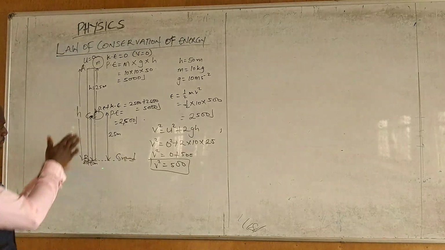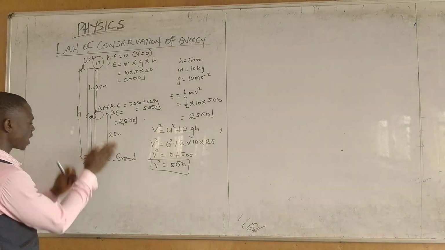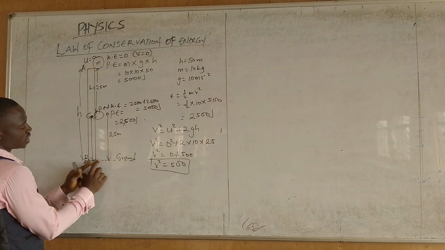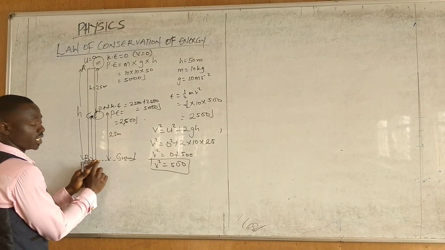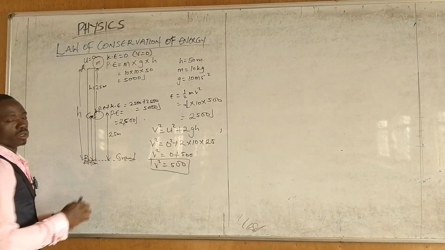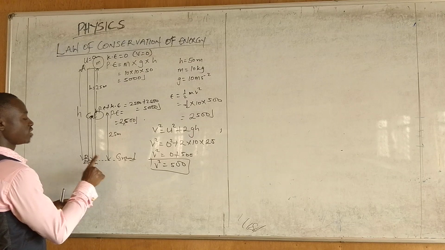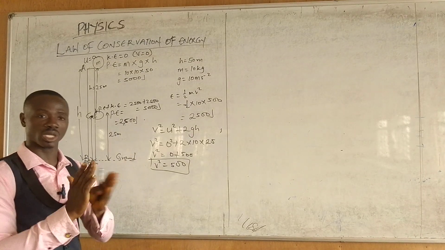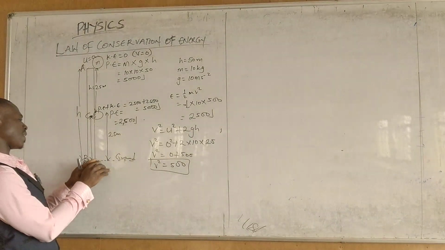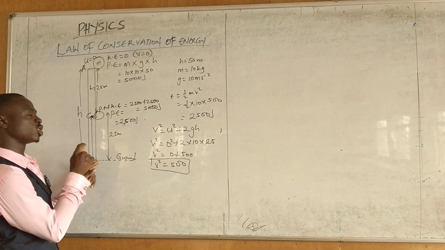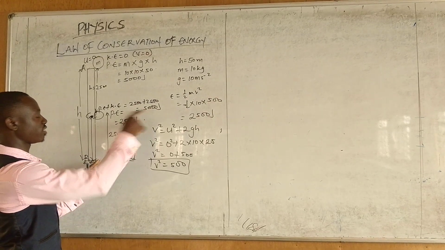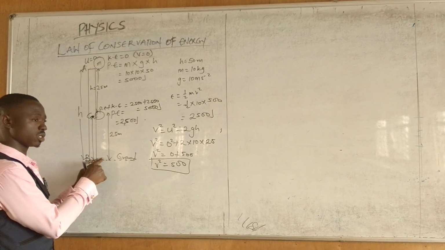I can pick any other point again. And I pick another point. Now, down here, what do you think the energy is going to be? Down here, the energy is still going to be 5,000. That's potential plus kinetic together. But let's break it down. What is our kinetic here? Our kinetic is going to be maximum here. We are going to have 5,000 as our kinetic.